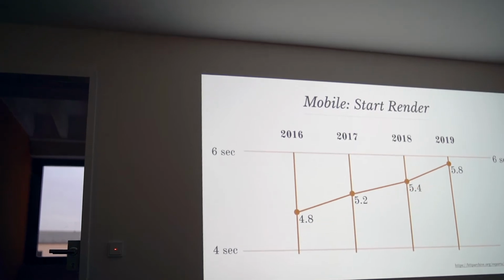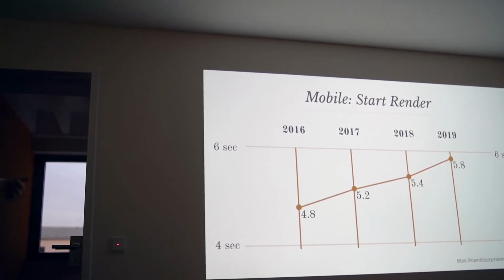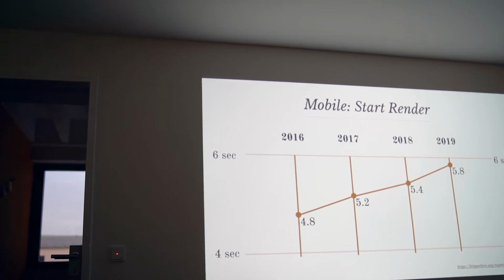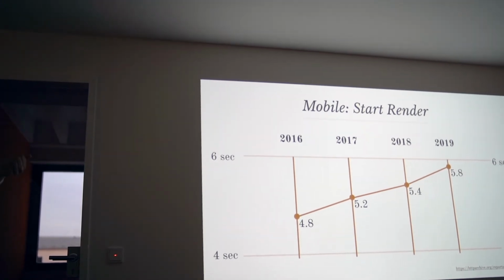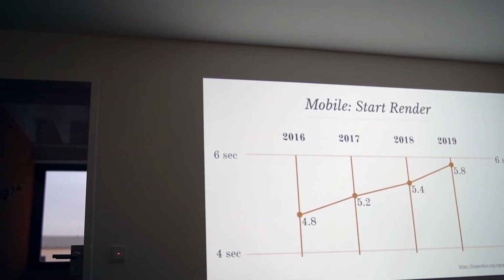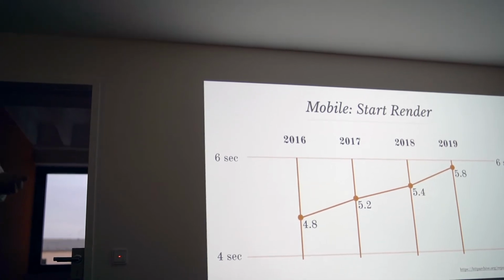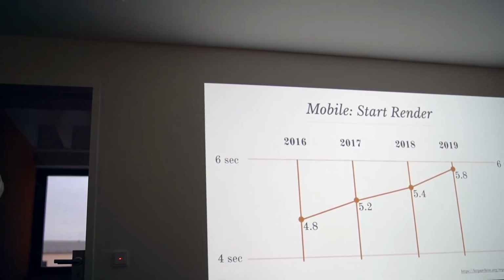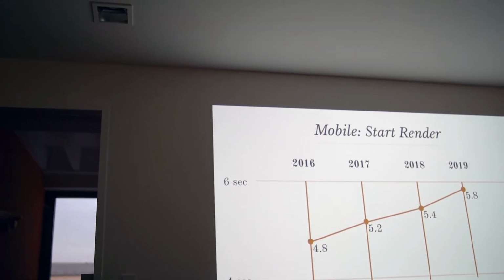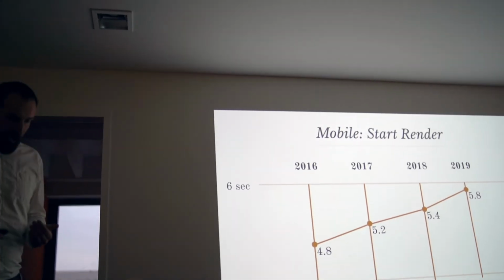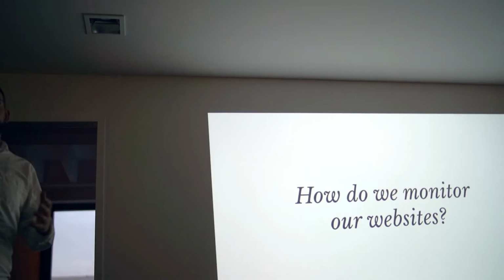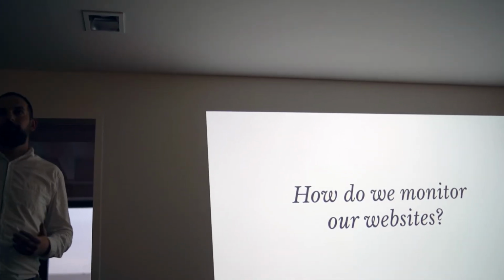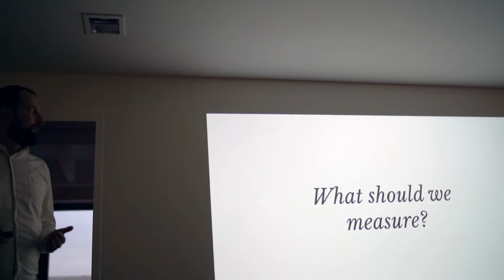But did they really become faster? HTTP Archive shows that in 2016, the start time of the mobile median website was 4.8 seconds. But in 2019, this time has grown by 1 second, to 5.8 seconds. So we just looked at some global trends, but what can we do for our websites, how can we understand where we stand?